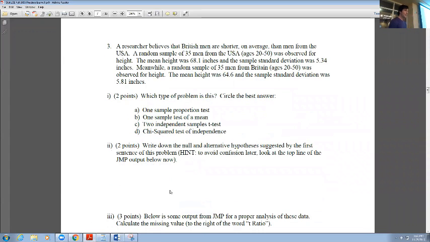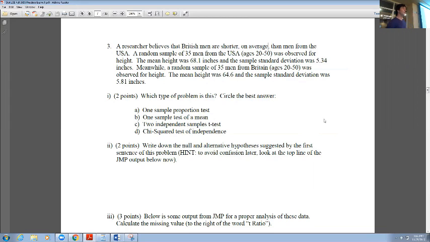Okay. Here we are to another question. In this question right here, we are doing what? And it starts out with this. We have British men and we have USA men. And we think that who might be taller? Sorry, British men. We think USA men. A researcher believes that British men are shorter on average, which means that men in the United States are taller, is what they believe. Doesn't mean they are, it's just what they believe at the moment.